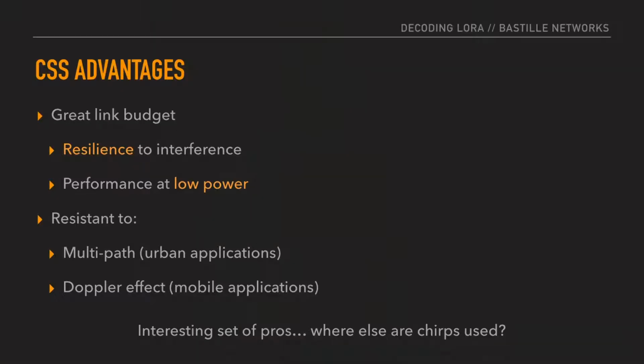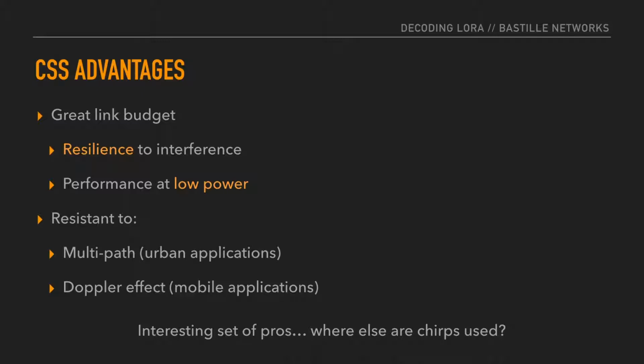So why use something like CSS? It has properties that make it really resilient to noise and very performant at low power. So all these things with IoT-focused radios and having very long battery life, these are properties that lend directly to that sort of efficiency. It's also really resilient to multipath and Doppler, which is great for urban and mobile uses. So this is an interesting set of features here.